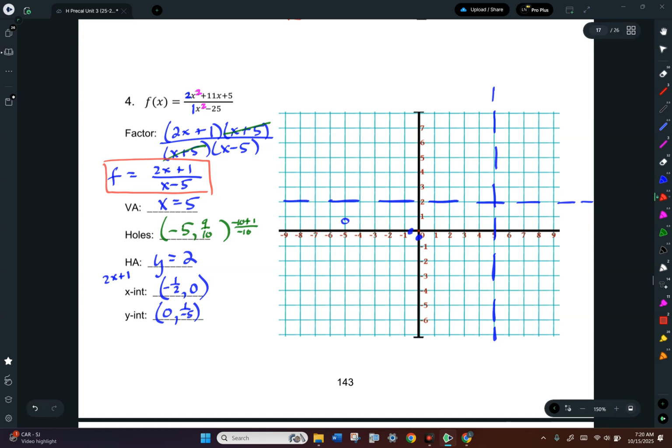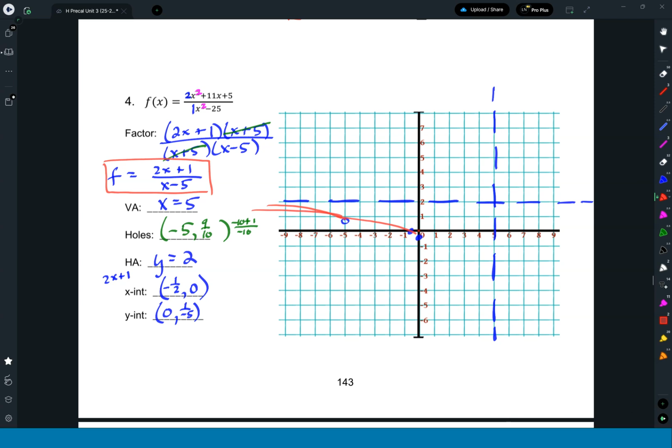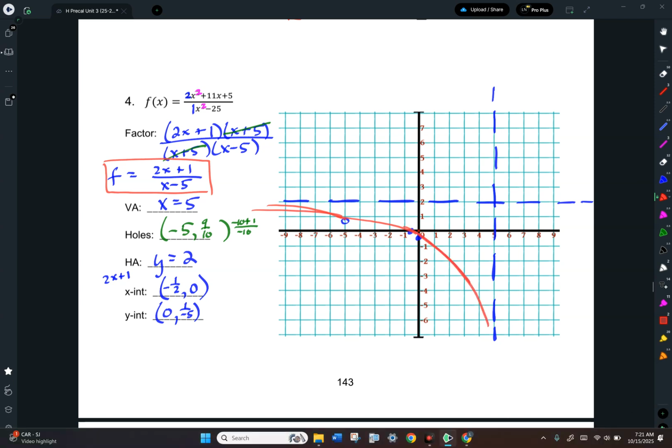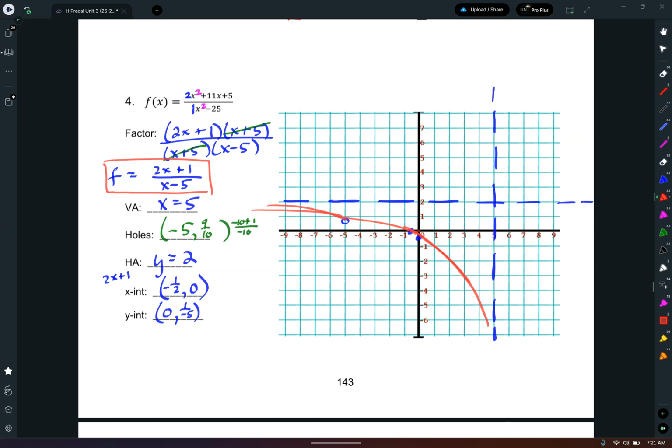So I know exactly what the graph is going to be in this part because I have a bunch of points. I know it has to level off at the asymptote. I know it's going to go through all right. I have to try and make that look a little more. There we go, something like that.